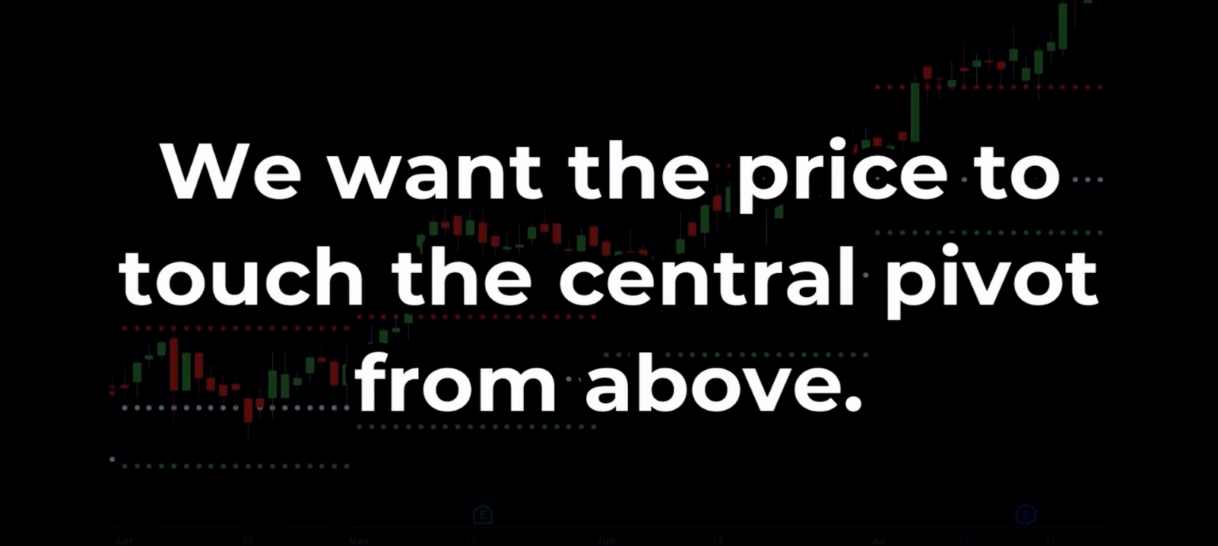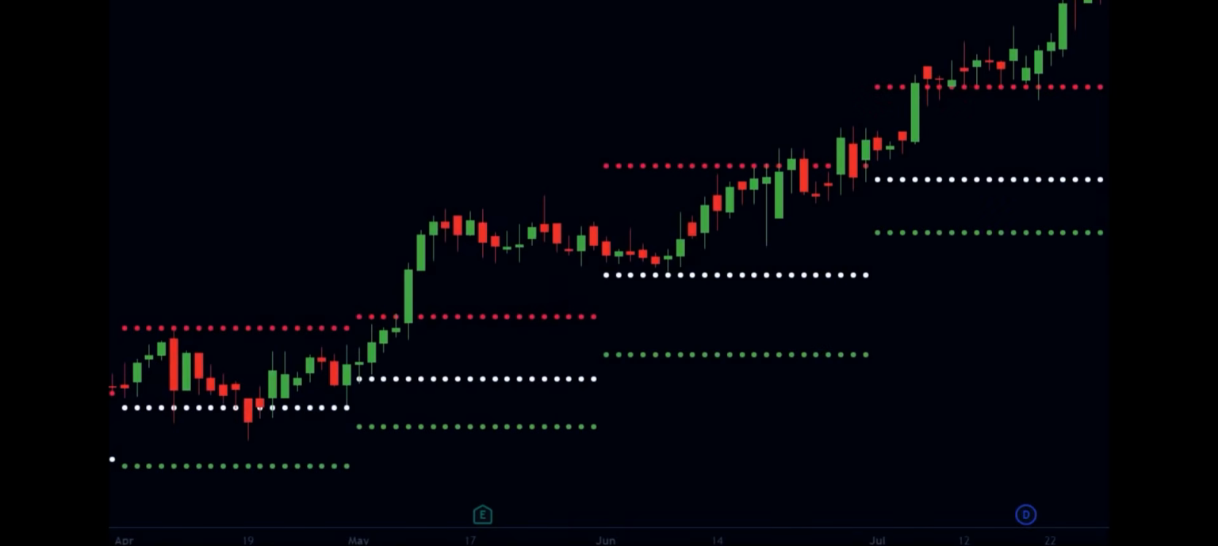The third rule is that we want the price to touch the central pivot from above. This means that, if the open of this month occurs below the current pivot, then we will not take any trades. We want the price to touch the current month pivot from above. So on this candle, the price touches the current monthly pivot. This means that we have successfully identified a good pullback opportunity in an already established uptrend. So, we want to initiate a buy trade here.